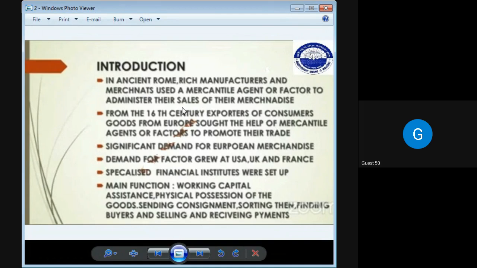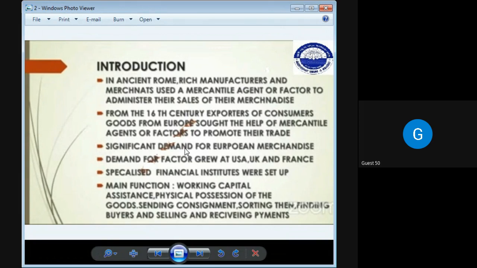From the 16th century, exporters of consumer goods from Europe took the help of mercantile agents or factors to promote their trade. Significant demand for European merchandise was increasing from the 16th century because of their services and their work. So the demand for factors grew in the USA, UK and France also. It started from Rome, then came to the US, then the UK and then France.